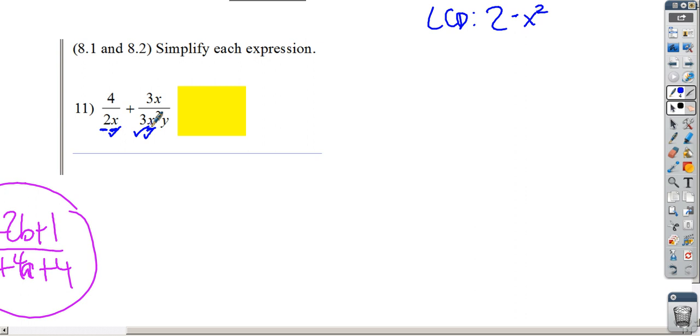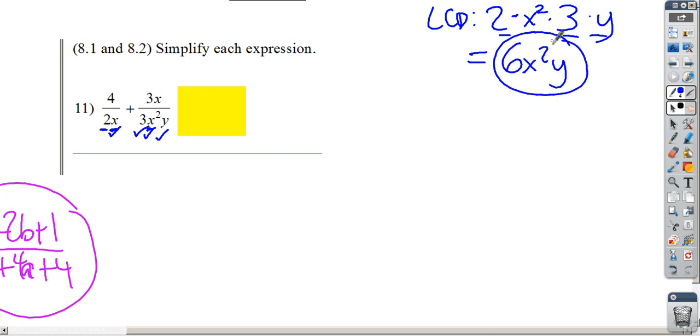We also need a 3, because there's a 3 in at least one of them. And then we need a y. So all that stuff that we multiplied right there, 2 times 3 is 6, and then we have x squared y. This is our lowest common denominator. That's how we find it. We make sure that we're covering all the bases there.